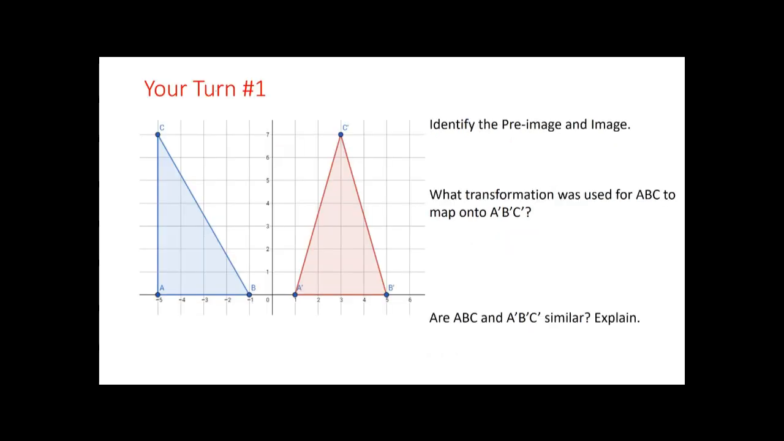All right, so your turn. Identify the pre-image and image, just like the other examples. What transformation was used for A, B, C to map onto A prime, B prime, C prime? If you can't find one or think of one, well, that's fine. If you think it's one of them, just try. But then next thing you know, look at the next question. Are these two triangles similar? And then explain.